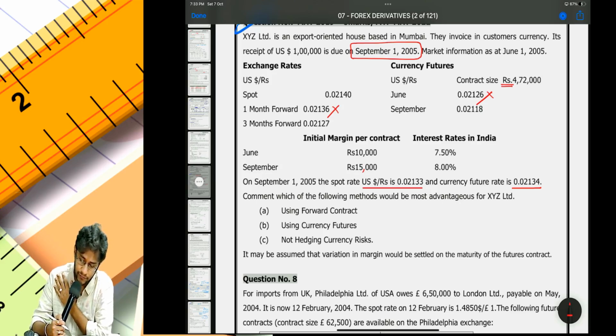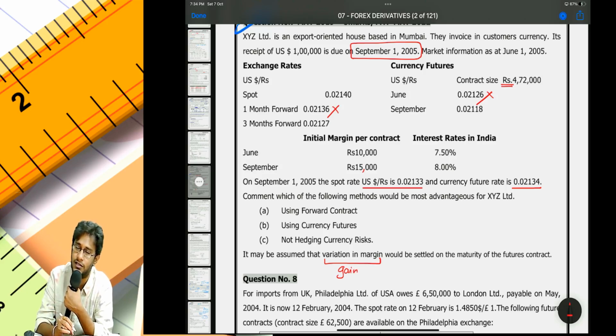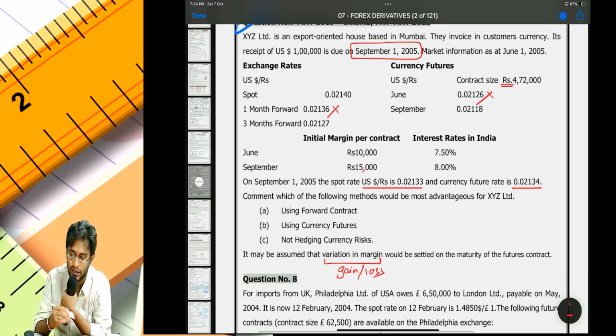You have 3 options: forward, futures, no hedging. It may be assumed that variation in margin would be settled on the maturity of futures contract. What is the meaning of variation of margin? Why will margin account balance change? Gain or loss. He says gain or loss will be settled on the maturity of futures contract.